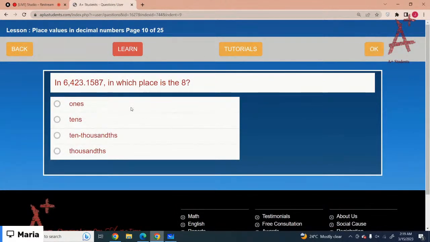In 6423.1587, in which place is 8? Tenths, hundredths, thousandths. 8 is at the thousandths place. Got it?